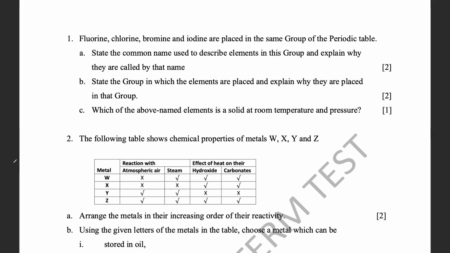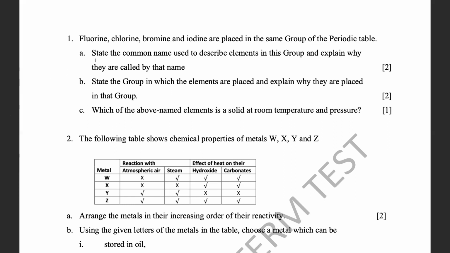Now, the name they were looking for here is not just any other name. It's a name that is given to the group where those elements belong. We just ended on the name without going as far as looking at the other part of the question. The other part of the question says, and explain why they are called by that name. I'm sure the rest of the class has forgotten why they are called that name.